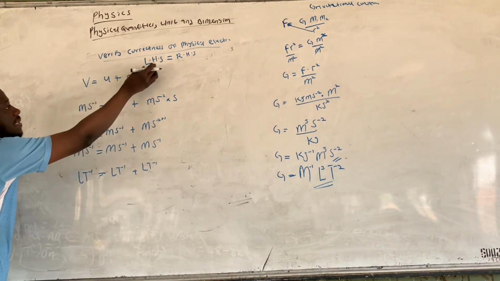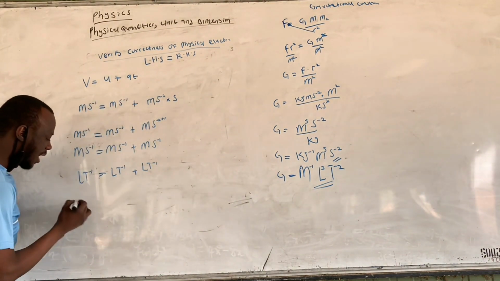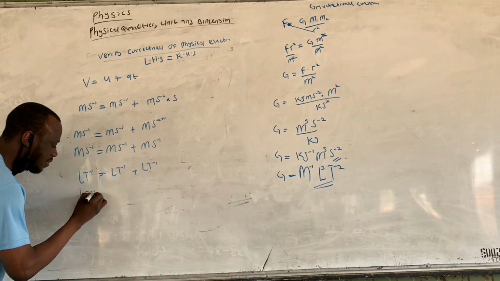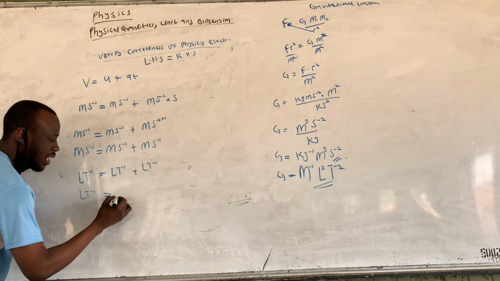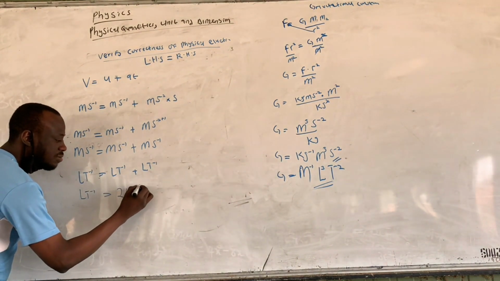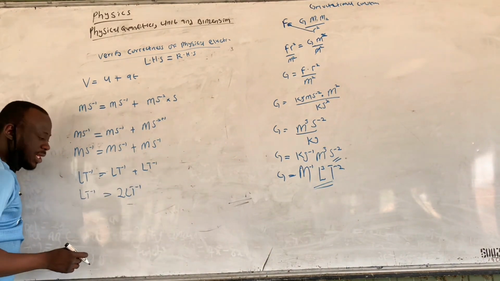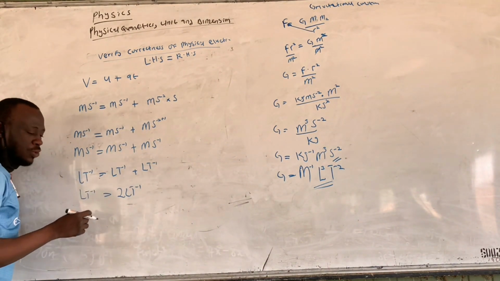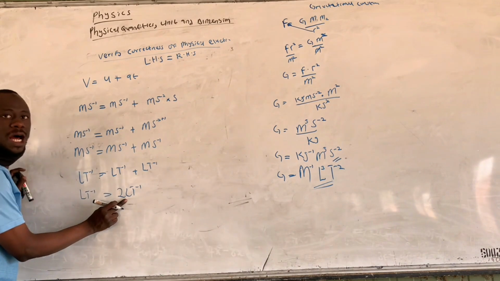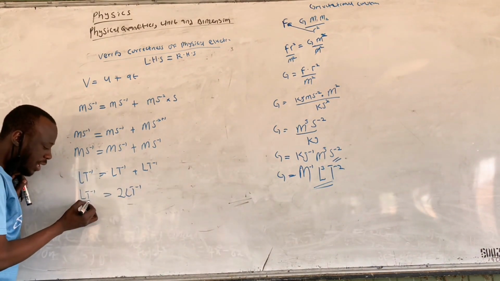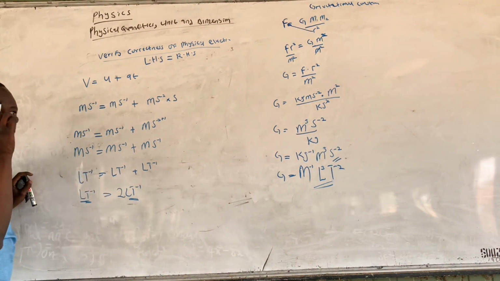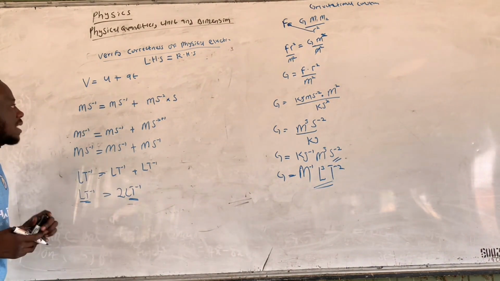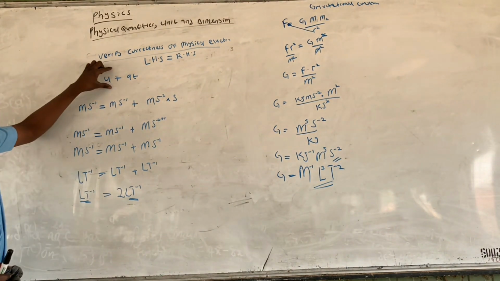Whatever is the right hand side is what we have. When we add, we have 2 L T to the minus 1. But remember that we are talking about the dimension, and pure numbers do not have a dimension. What we have here is what we have here. The dimension is correct, then we say that this equation is dimensionally correct.